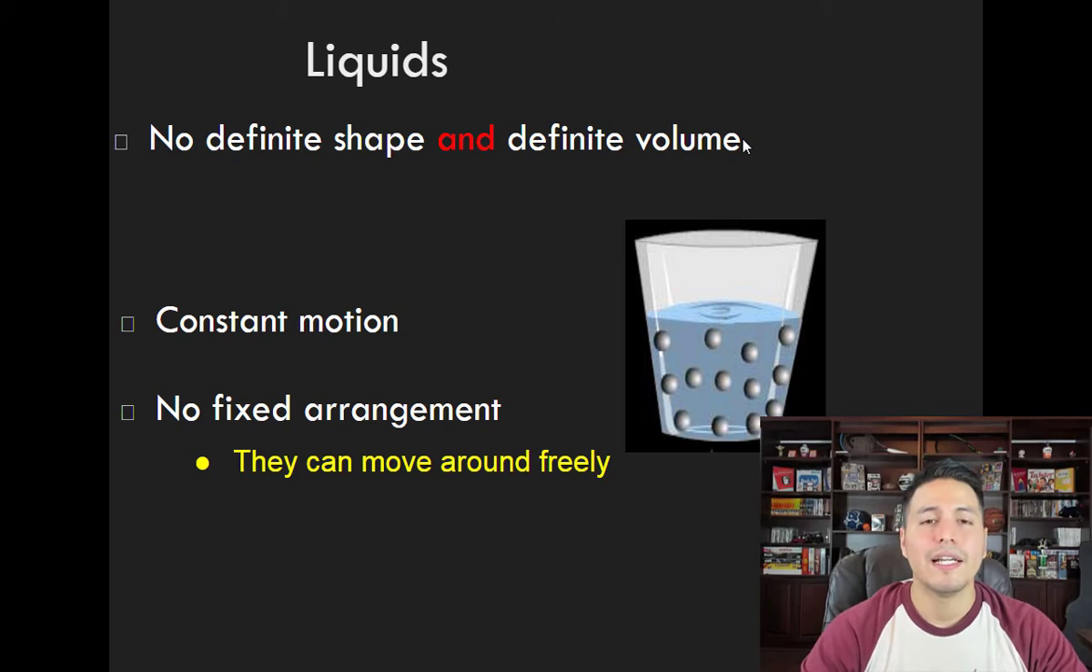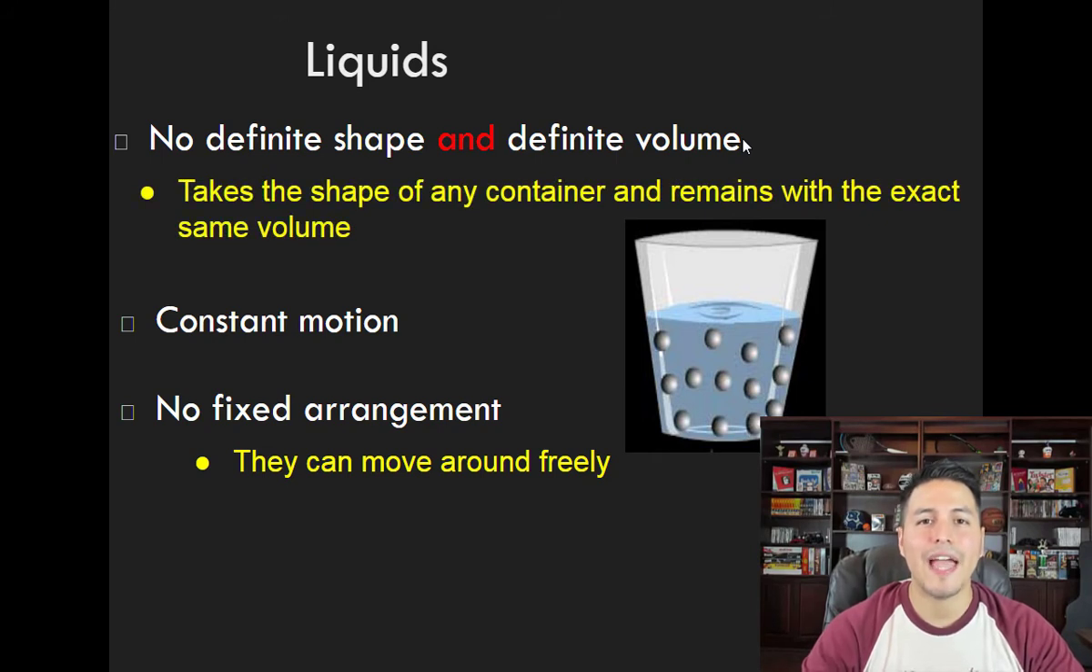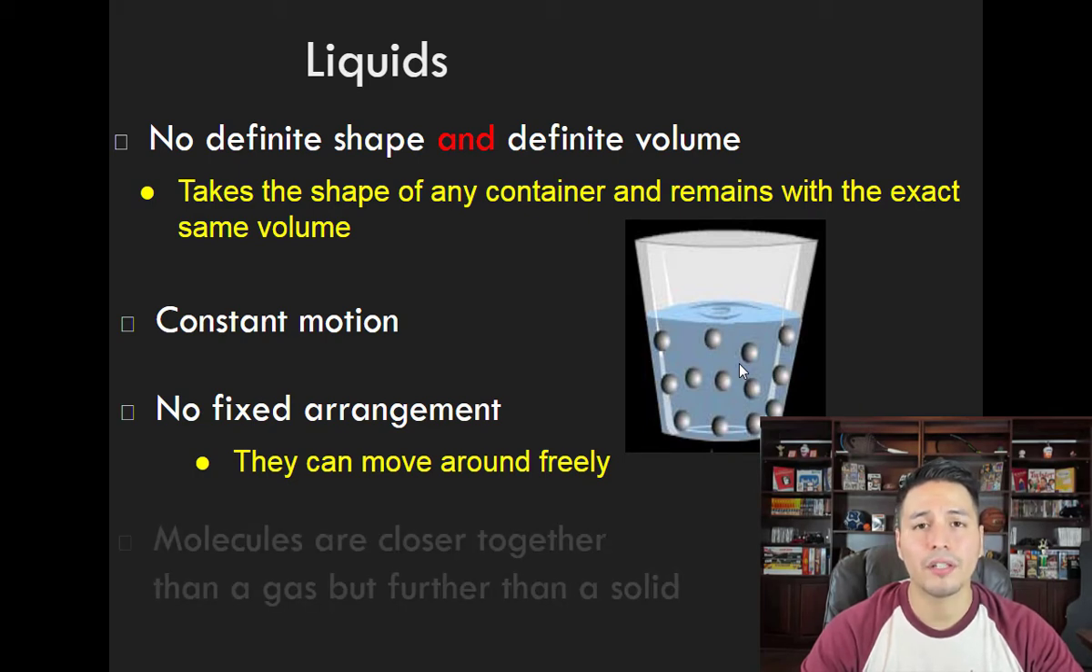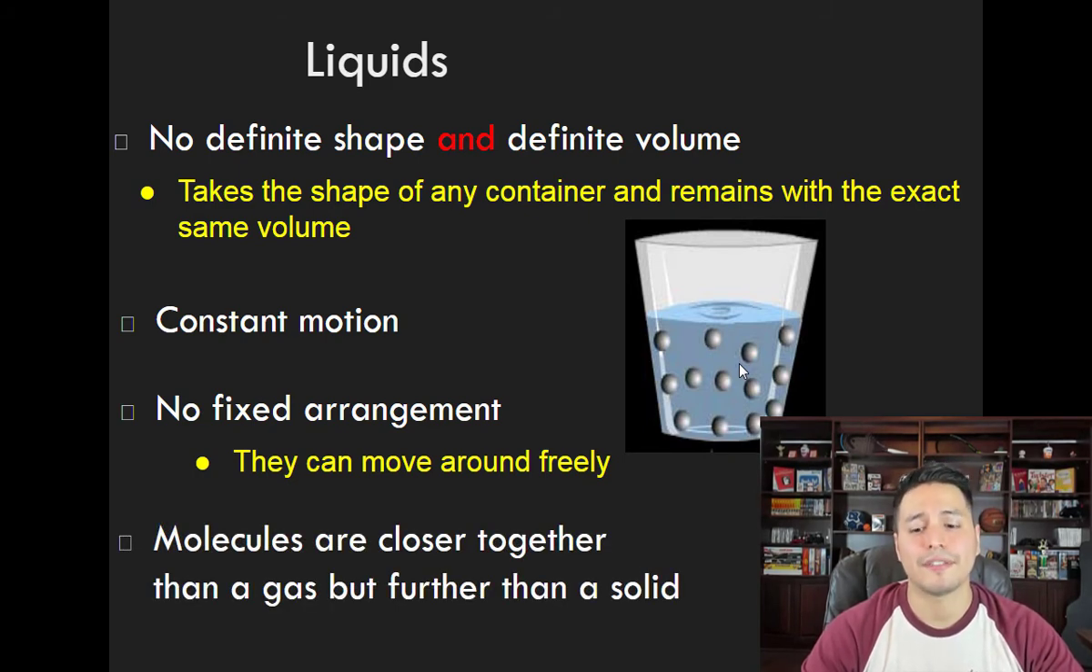Next we have liquids. Liquids have no definite shape, but have definite volume. So what this means is that they take the shape of any container and they remain with the exact same amount of volume. Next, liquids are always in constant motion. The difference between a solid and a liquid is that the liquid molecules are able to move around freely. There's no fixed arrangement. Finally, we can conclude that the molecules within a liquid are less compact than that of a solid, but they're more compact than that of a gas.